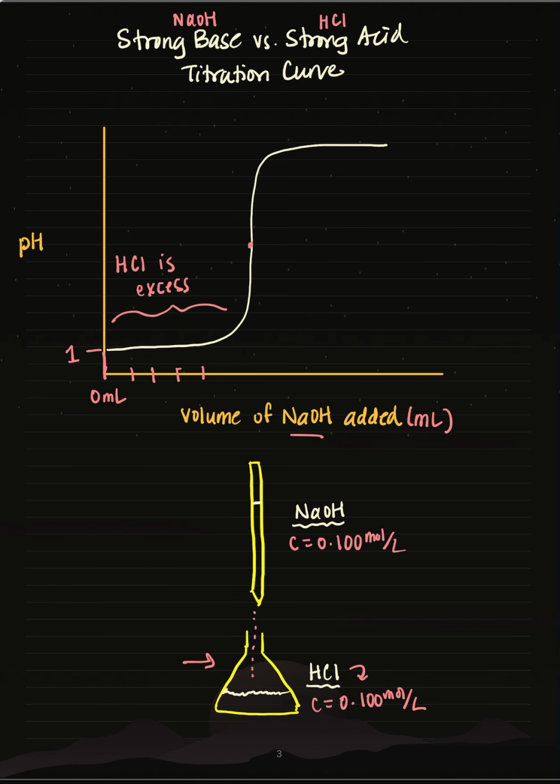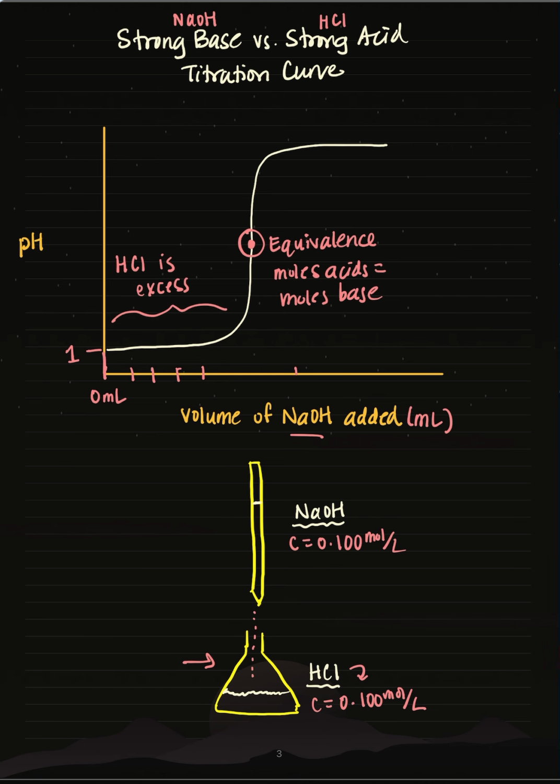Okay, but at some point, you're going to add enough base, and we call this point the equivalence point. Equivalence point means that my moles of acid equals the moles of base. So in other words, neither of them are excess, and what you have at the equivalence point is water and sodium chloride, so water and salt.